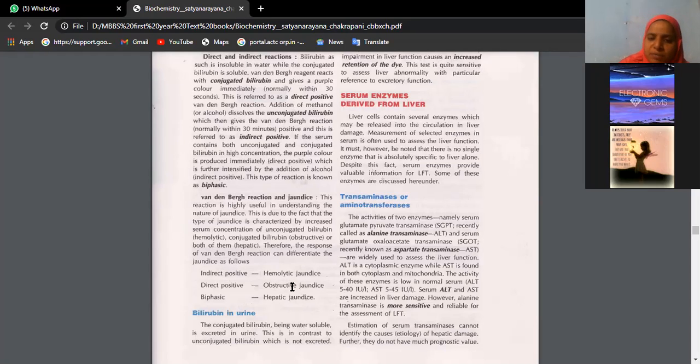In case of obstructive jaundice, obviously the conjugated bilirubin will be present, no? Obstructive means what?